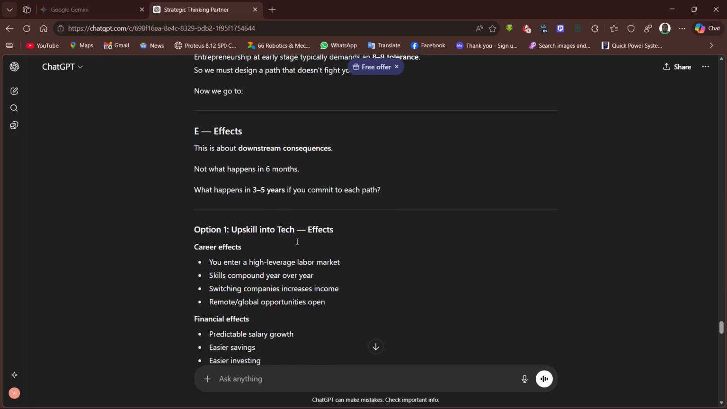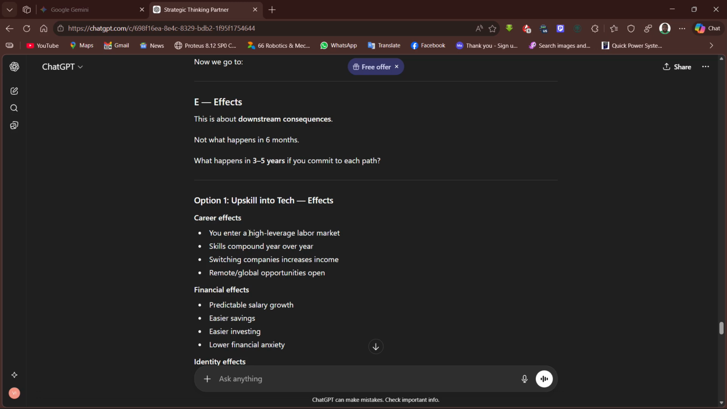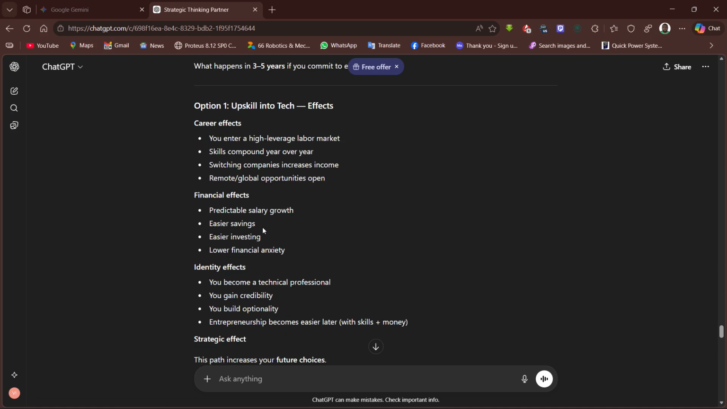Now, upskilling to tech. Career effects: you enter a high leverage labor market. Skills compound year over year. Switching companies increases income. Remote global opportunities open. That's true. Financial effects: predictable salary, easier savings, easier investing, lower financial anxiety.